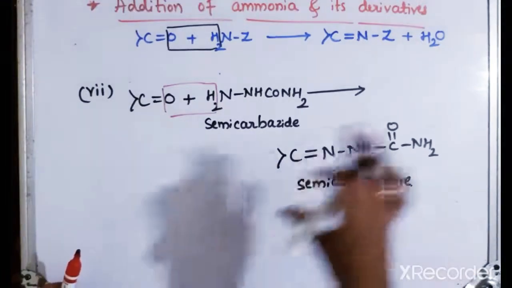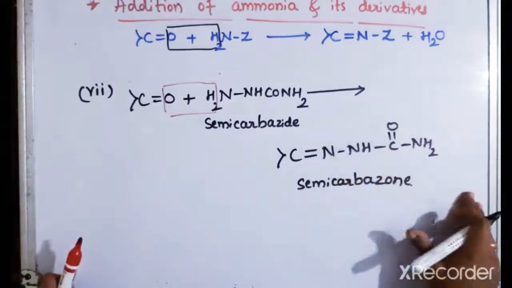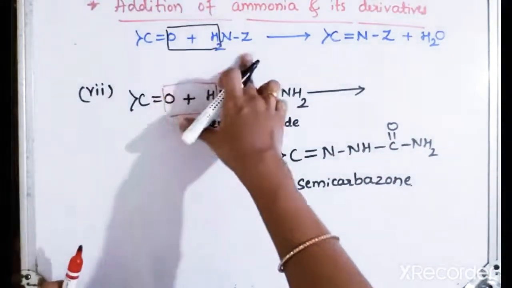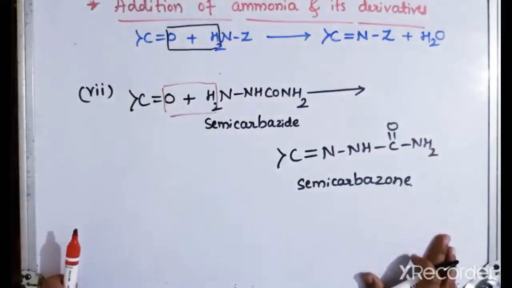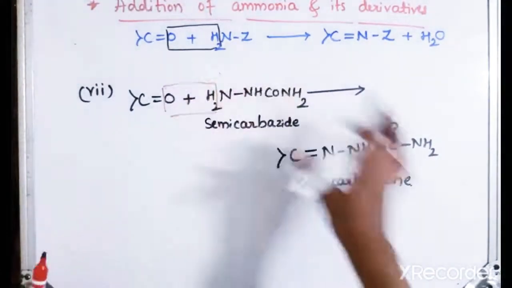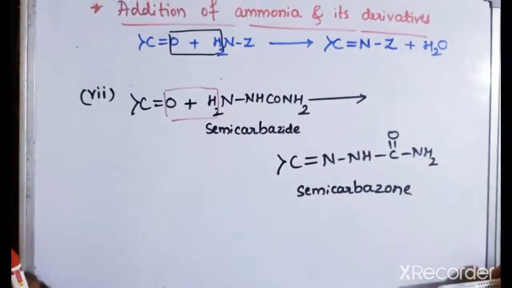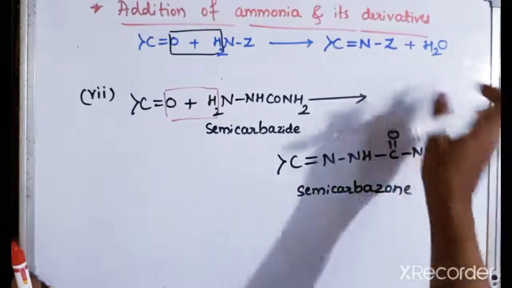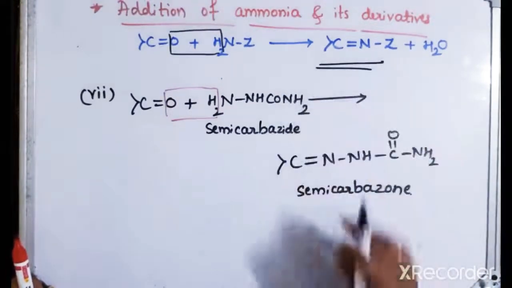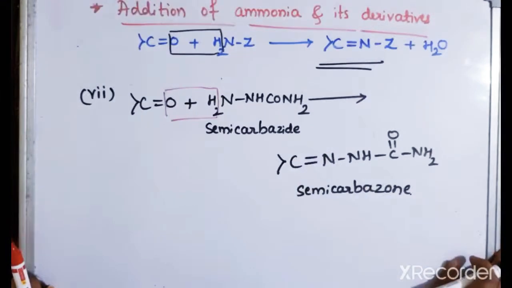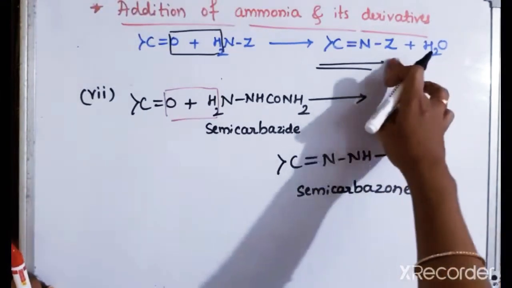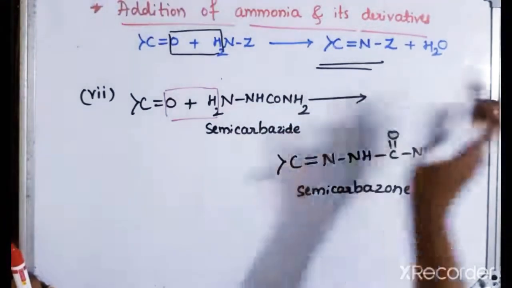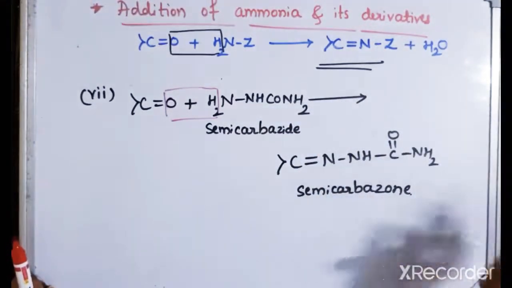So this is the reaction of carbonyl compounds, aldehydes and ketones, with ammonia and its derivatives. It undergoes nucleophilic addition reaction, resulting in the formation of a tetrahedral intermediate, which on dehydration results in the formation of compounds of the formula C double bond N, Z. Where Z are different groups, and we have studied what those different groups are and how we name them. Okay, so I'll repeat again.